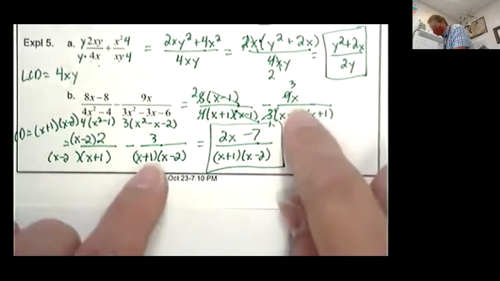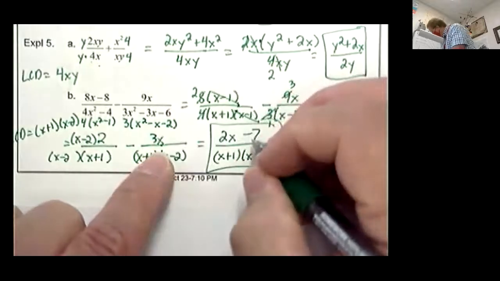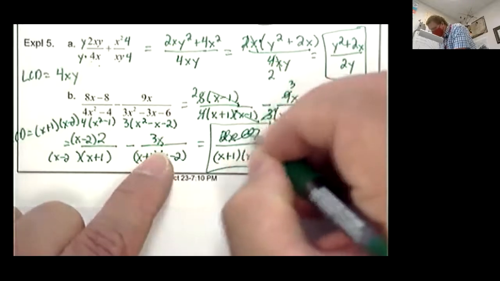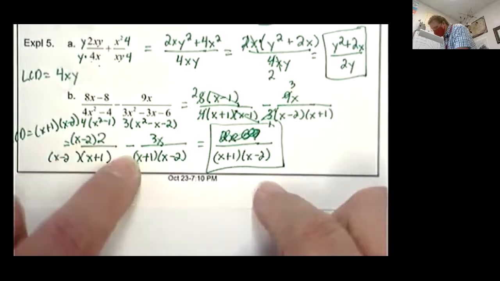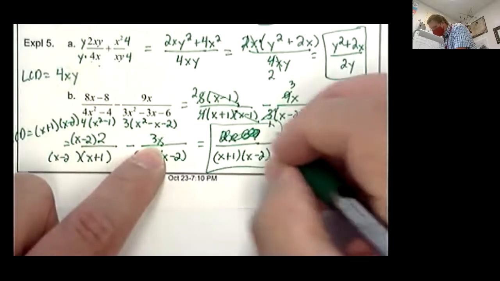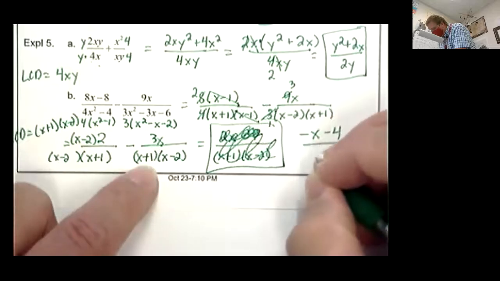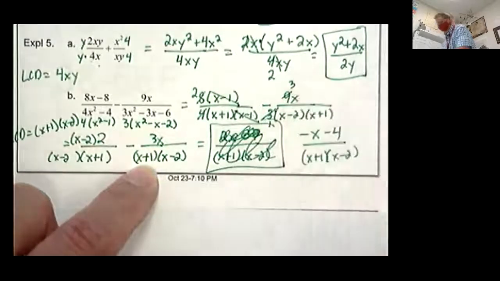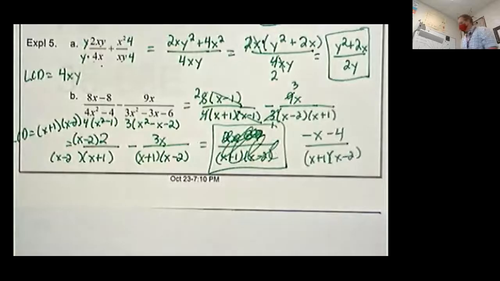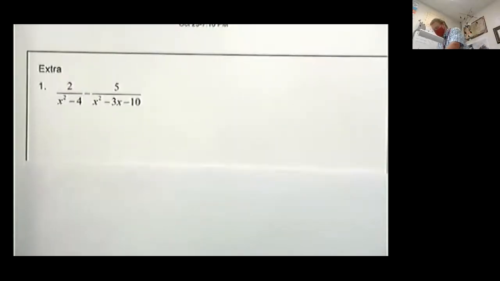I left off the x. I apologize. That was a 9x. That's a 3x. So that should be, it doesn't subtract correctly. So that's going to be a 2x minus a 3x. That's a negative x minus 4. So negative x minus 4 over x plus 1 times x minus 2. I missed that x. So again, it's tricky not to lose pieces as you're going through. Just a couple more.